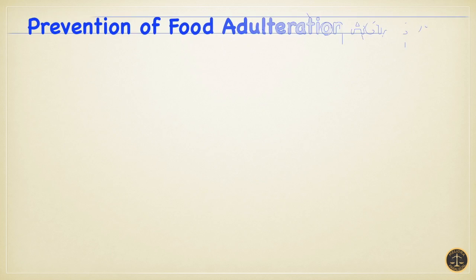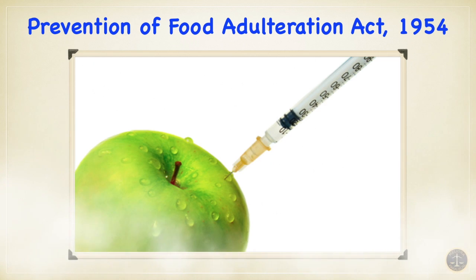Hello friends, in this video I'm going to discuss Prevention of Food Adulteration Act 1954. Food is one of the basic necessities for sustenance of life. Pure, fresh and healthy food is most essential for the good health of the people.